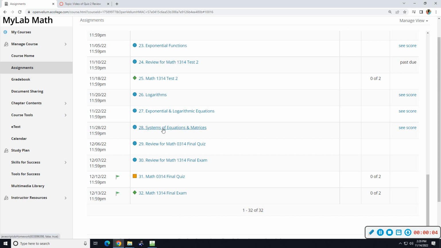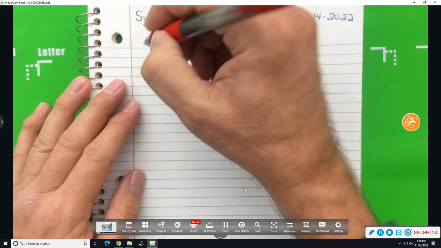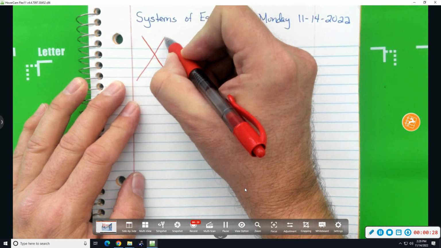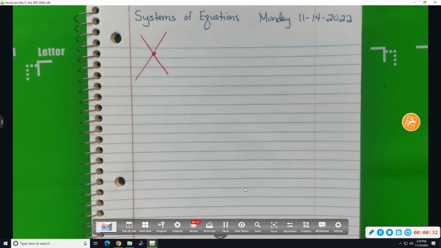Today we're looking at systems of equations and matrices. What we're going to be looking at are lines and finding points of intersection. For instance, if you're going to draw two lines, more than likely those two lines intersect in one point. That's the most common situation.